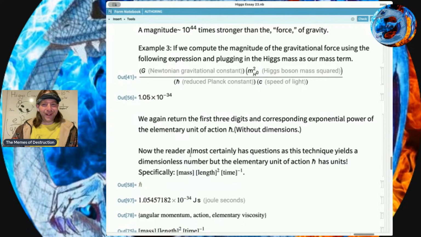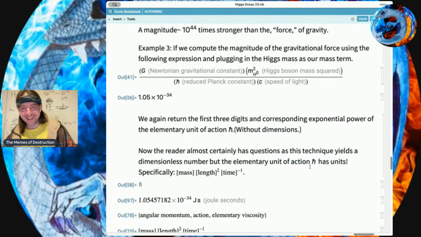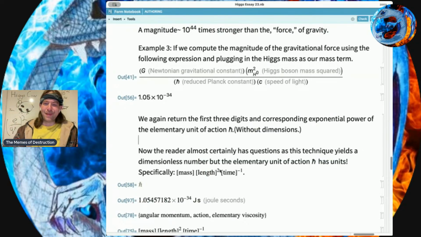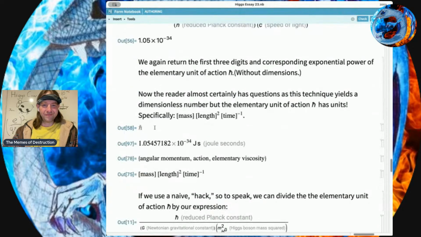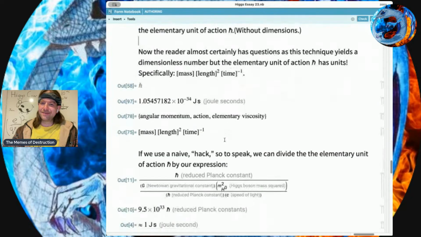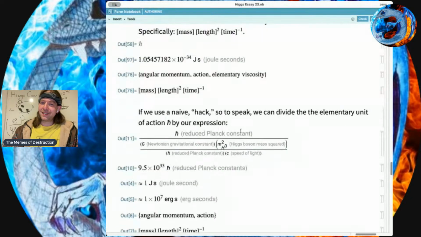Of course, now the reader almost certainly has questions: this technique yields a dimensionless number, but the elementary unit of action, h bar, has units. Specifically, mass, area, divided by time. Or this thingy right here. Quantum elementary viscosity.